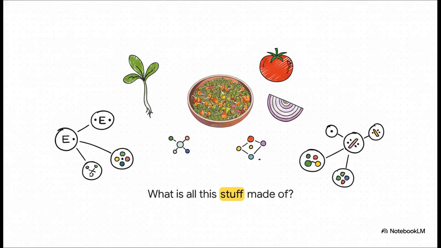So let's start with something we all know, right? A salad. It looks pretty complex. You've got sprouts, tomatoes, onions, just a whole bunch of different things tossed together in one bowl. And this simple salad, believe it or not, is going to help us answer that huge question, what is all this stuff really made of?